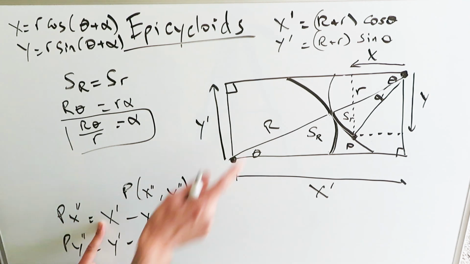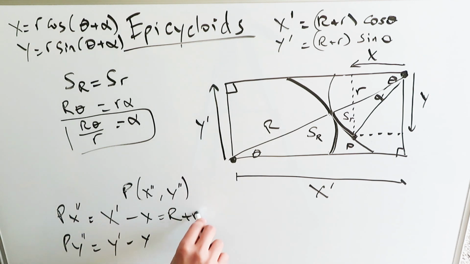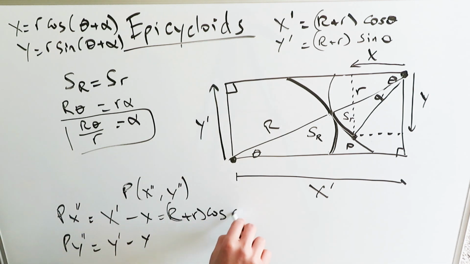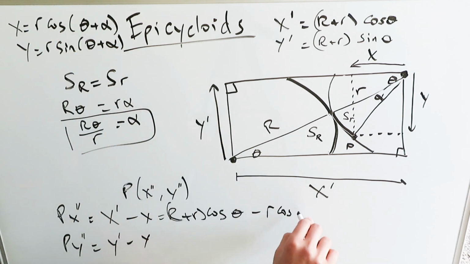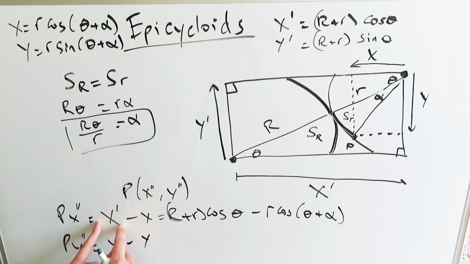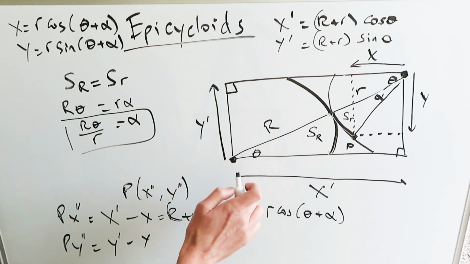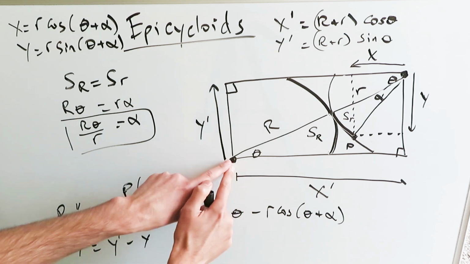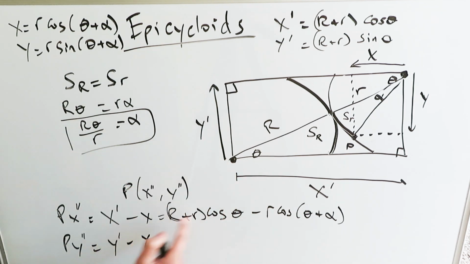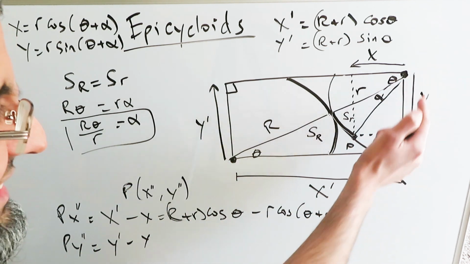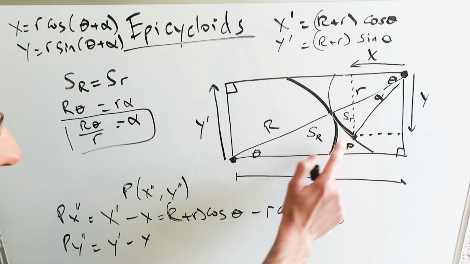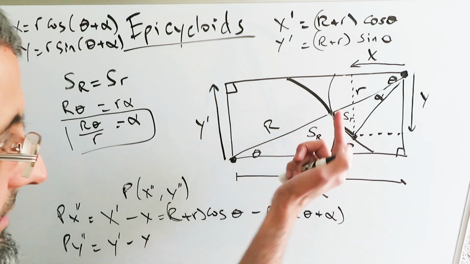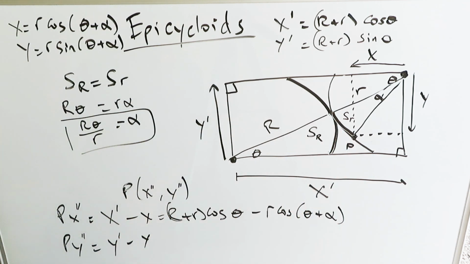What is my x prime value? It's right over here. I have R plus r times cosine theta minus my x value, which is this, r cosine theta plus alpha. Again, why do we even have this representation, x prime minus x and y prime minus y? Because originally we developed the x prime values from the origin. The x values are being developed from the center of the other circle. The difference of the both is giving you the distance from your origin to this point P in terms of the x dimension and in terms of the y dimension. Hence, there's a difference coming into play.